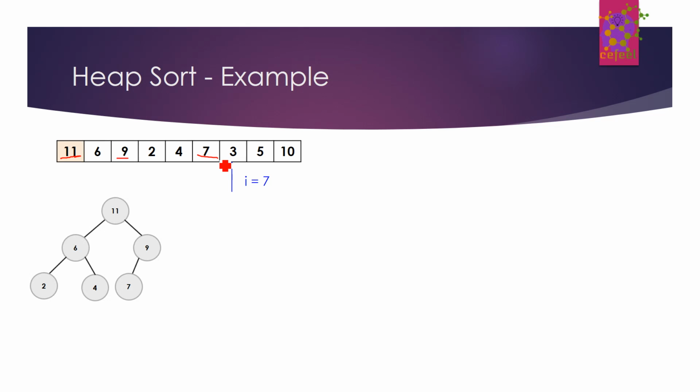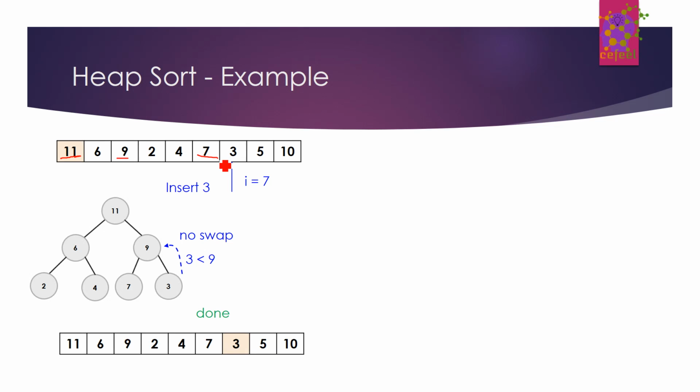Now next, I will increment, and I will become 7, which means the element 3 will be inserted as the right child of 9, because that is the first position available. So 3 will be inserted here, and then we have to do a bubble up process again. So 3 will be compared with 9, but 3 is less than 9, so there is no need to swap, which means 3 has found its position, and we'll stop here. So 3 will stay in its own position, and the array will look like this.